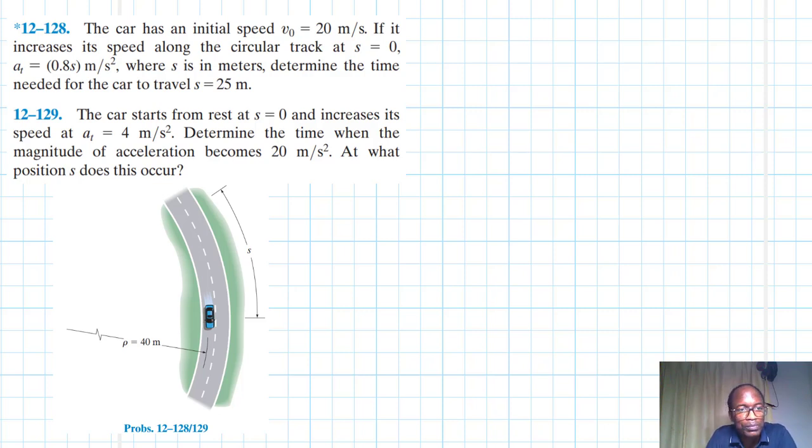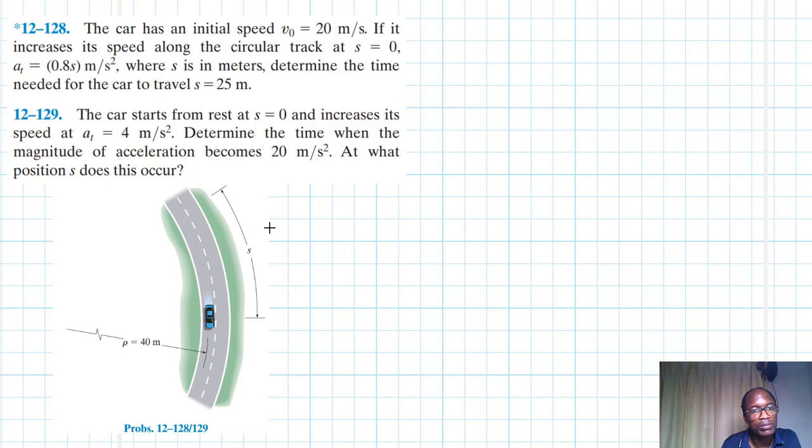The second problem: the car starts from rest at s equal to 0 and increases its speed at a_t equal to 4 meters per second squared. Determine the time when the magnitude of acceleration becomes 20 meters per second squared. At what position s does this occur? Both these problems are coming from Engineering Mechanics Dynamics, 14th edition, by R.C. Hibbeler.